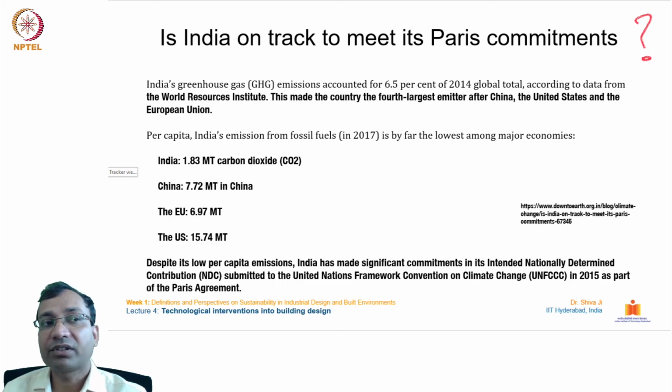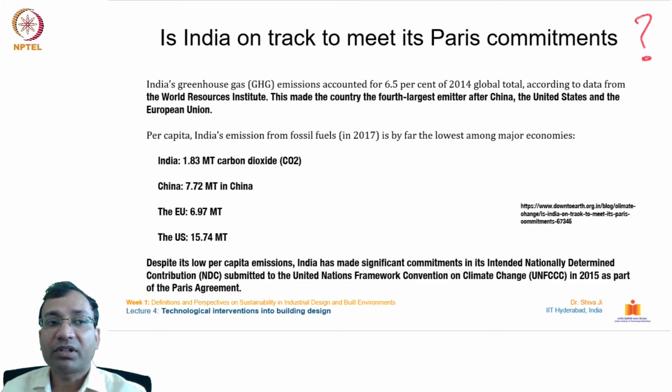Per capita, India's emissions from fossil fuels in 2017 are by far the lowest among the major economies. You can see the numbers over here. India has 1.83 metric tons of carbon dioxide, China has 7.72, the EU has 6.97, and the United States has 15.74.